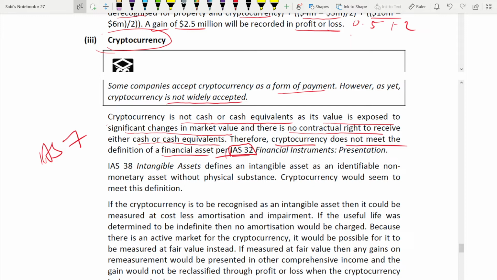Okay, the definition of financial asset or liability is dealt with under IAS 32. I have made a video on IAS 32. Go watch that video if you're not sure about your concept of financial asset and all. To be a financial asset, it should meet this cash or cash equivalent definition. Financial asset means what? Cash or cash equivalent. For example, your receivable, your cash, all those things are financial assets.